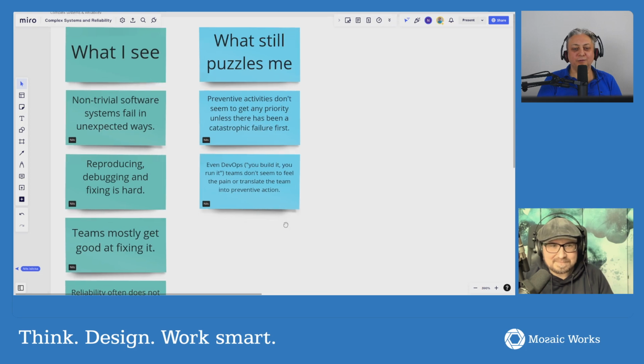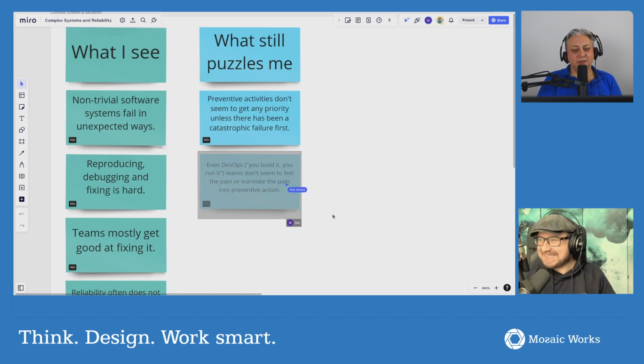And even with DevOps, you build it, you run it, teams don't seem to feel the pain or translate the pain into preventive action. Oh, it should be the pain, yeah. So that's a typo. Let me fix that live. Translate the pain to prevent it, yeah.